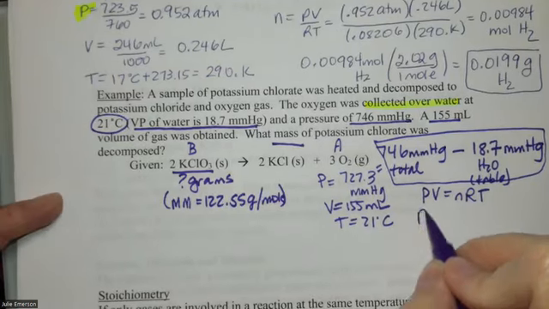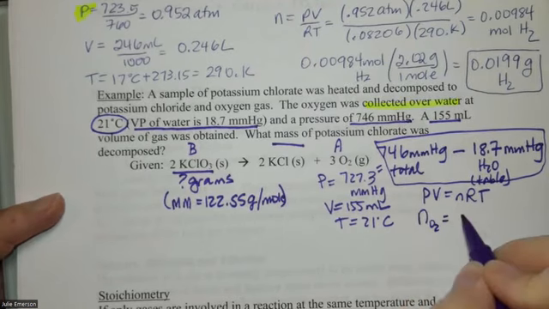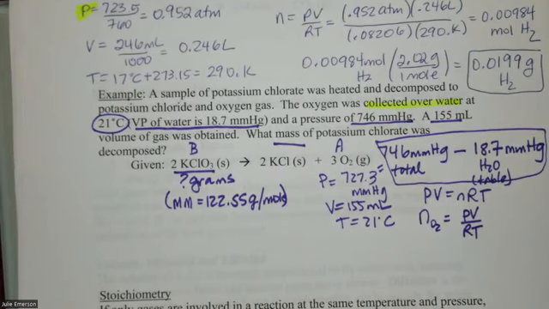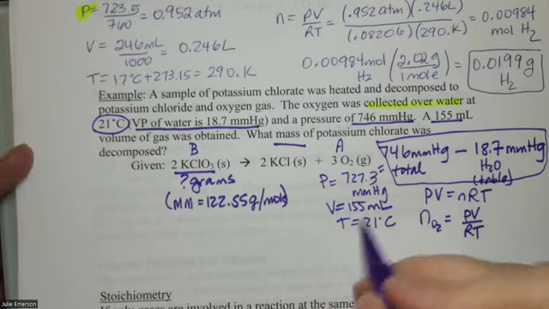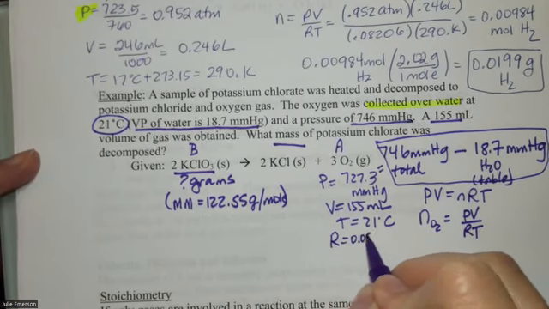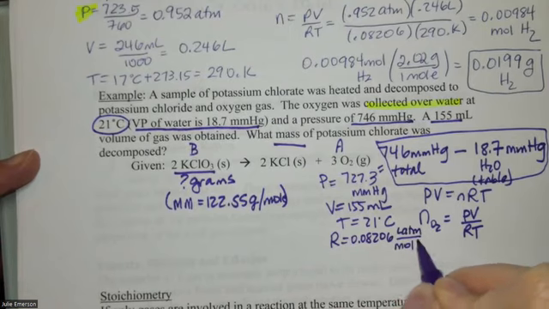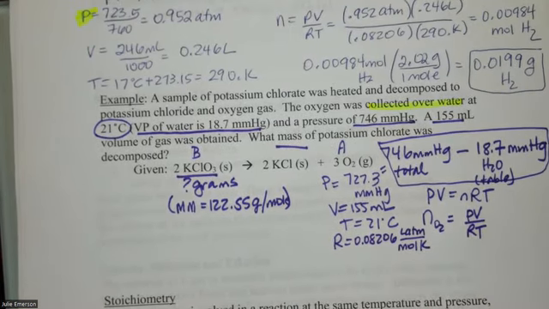We're going to have to get the moles of O2 first. If I divide both sides by RT, I'm going to find the moles of oxygen. So n, moles of O2, is equal to pressure times volume divided by R and temperature. Now remember that R constant, the 0.08206, the units are picky. So your volume has to be in liters.